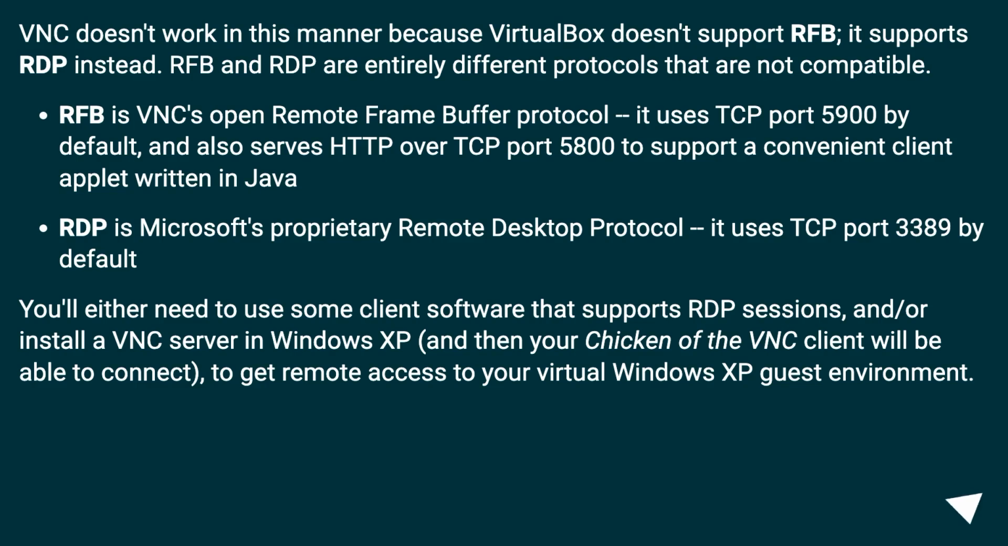VNC doesn't work in this manner because VirtualBox doesn't support RFB, it supports RDP instead. RFB and RDP are entirely different protocols that are not compatible. RFB is VNC's open Remote Frame Buffer protocol. It uses TCP port 5900 by default, and also serves HTTP over TCP port 5800 to support a convenient client applet written in Java. RDP is Microsoft's proprietary remote desktop protocol. It uses TCP port 3389 by default.